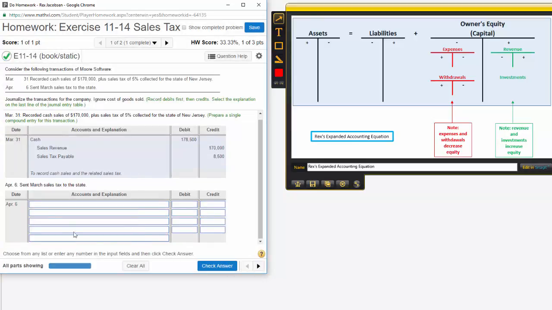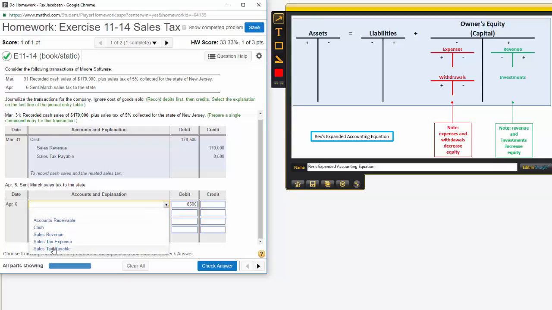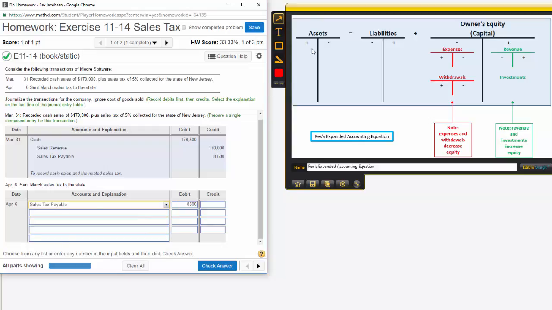Then later in April, we have to send our March sales tax to the state. So this liability, which was increased on the right side, is now going to be decreased because as we pay that sales tax payable, a liability, we have to get rid of it. It's being lowered. And cash, which is an asset, is being lowered, so therefore it is the credit account.